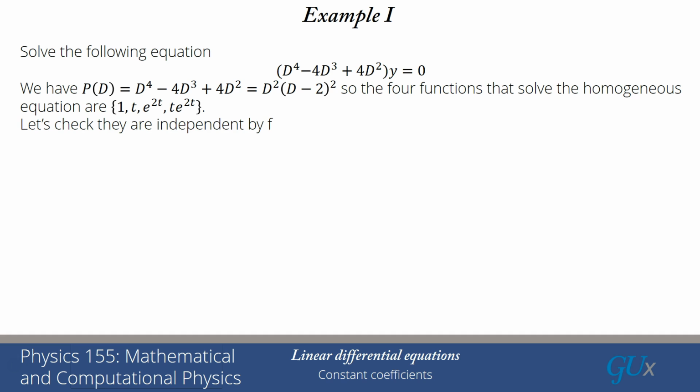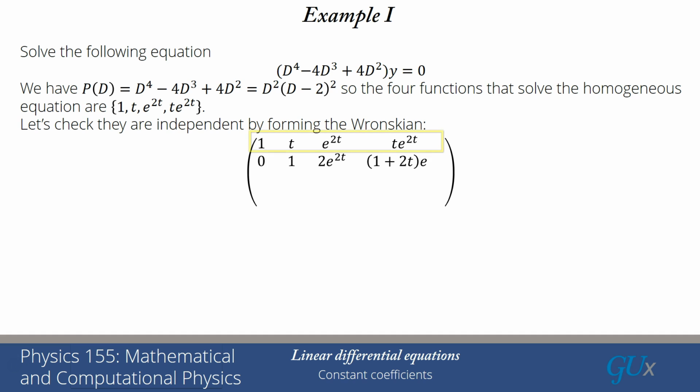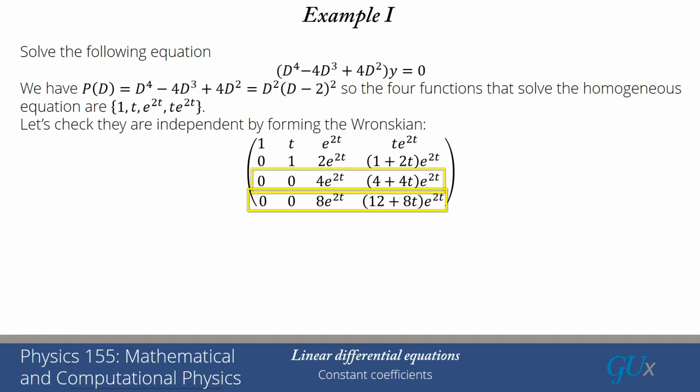So let's check that they are independent. We're going to form the Wronskian, and then we're going to take the determinant. In the first line, we write the function. In the second line, we write the first derivative. In the third line, the second derivative. And in the fourth line, the third derivative. All of those derivatives are really easy for the first three functions. I have to work a little bit to get the derivatives right for the fourth function, but if you keep your wits about you, it's really not that difficult to work those out.